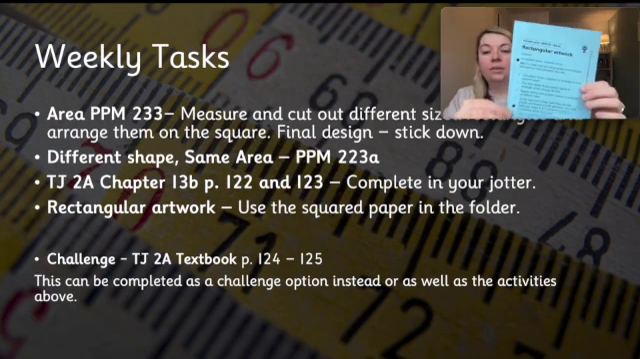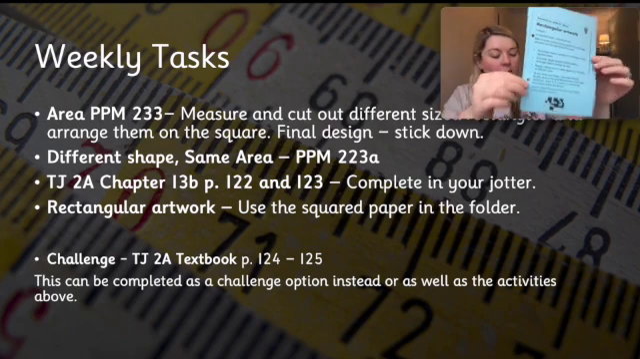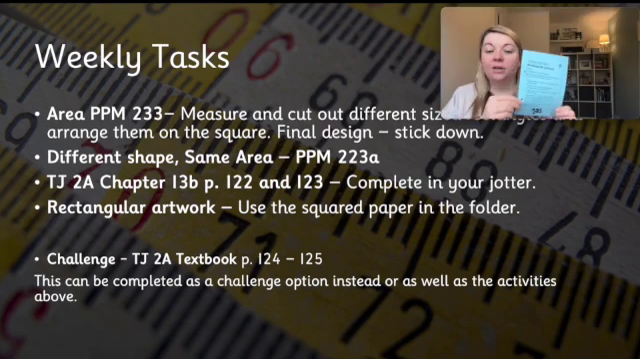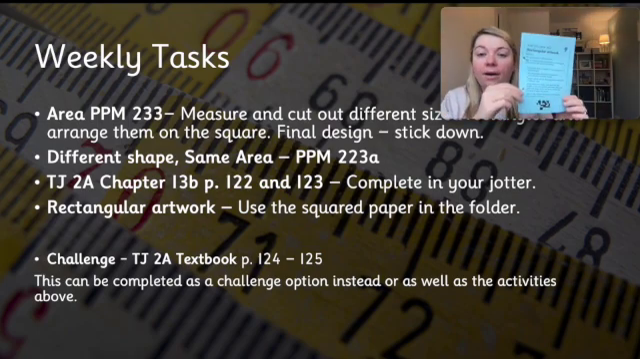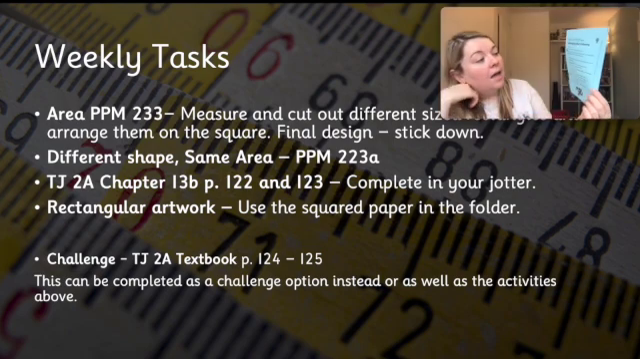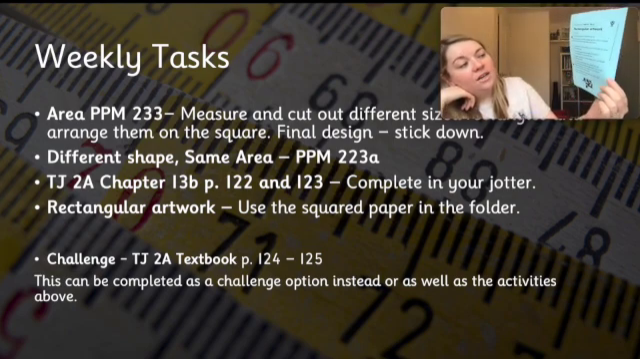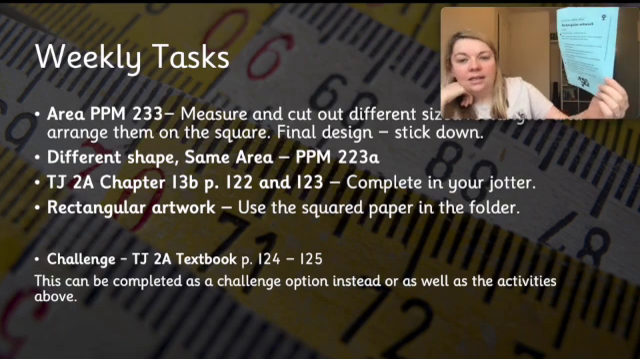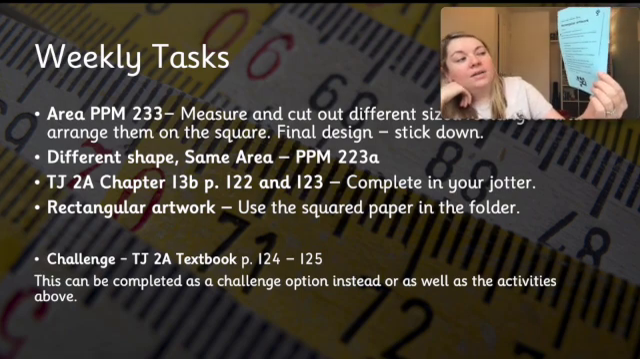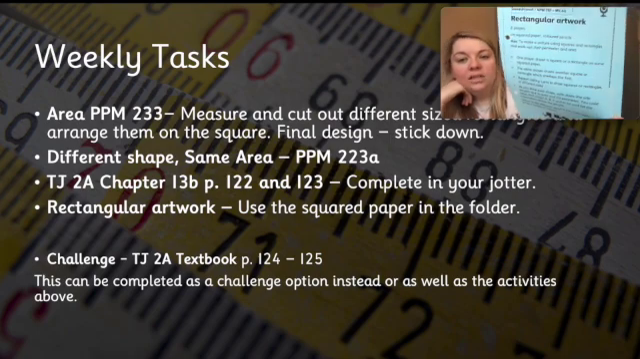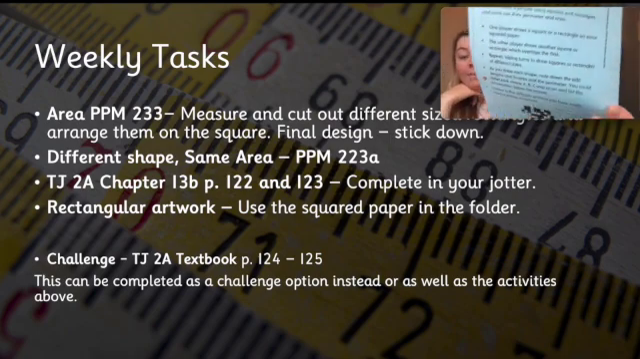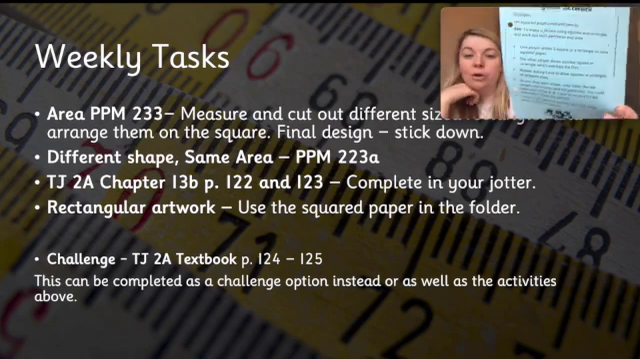Then you have some rectangular artwork. Now you have got a sheet of squared paper in your folder for you to do this. And what you need to do is make a picture using squares and rectangles and to write down their perimeter and area. So you could do this with maybe a brother or sister, or maybe your mum or dad, or you could just do it on your own.